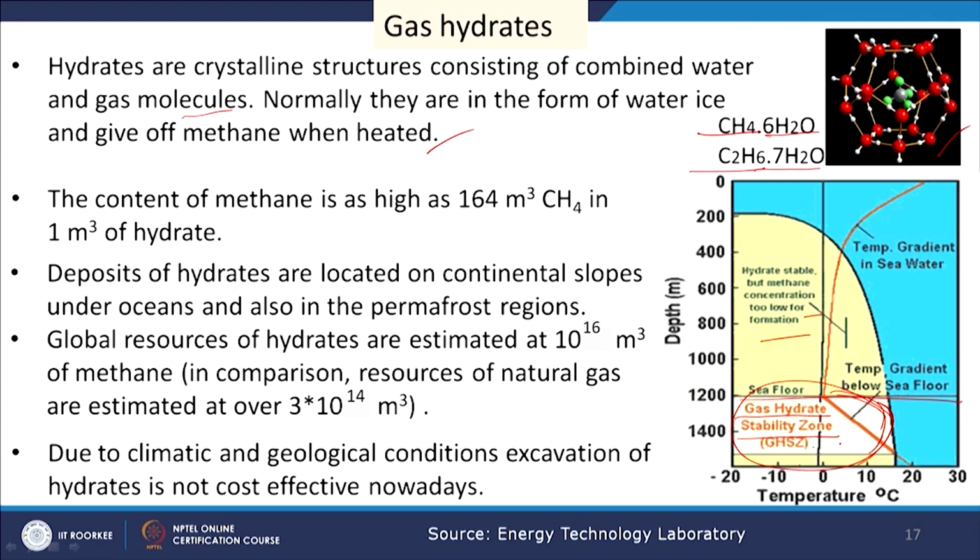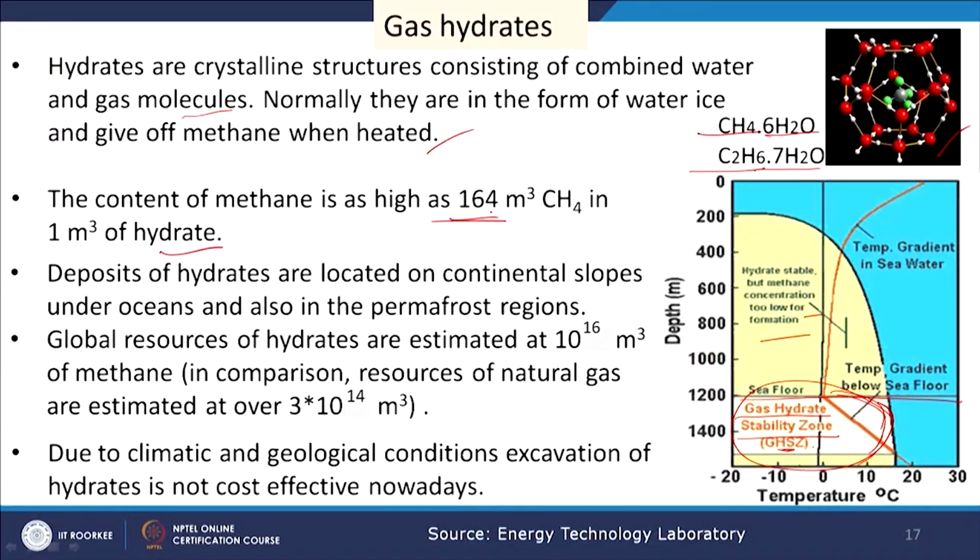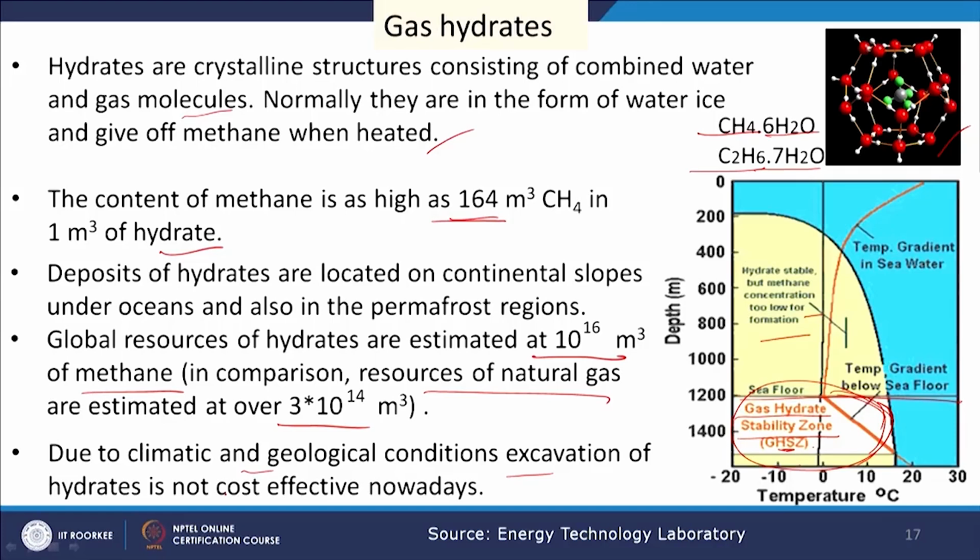The methane content is as high as 164 meter cube of methane in 1 meter cube of hydrate. So 1 meter cube of hydrate can give us 164 meter cube of methane. Deposits of hydrates are located on continental slopes under oceans and also in the permafrost regions, as we have already discussed. Due to climatic change and geological conditions, excavation of hydrates is not cost effective nowadays. So this is not a cost effective option for commercial use, but research is going on, and in the near future this resource may also be used.